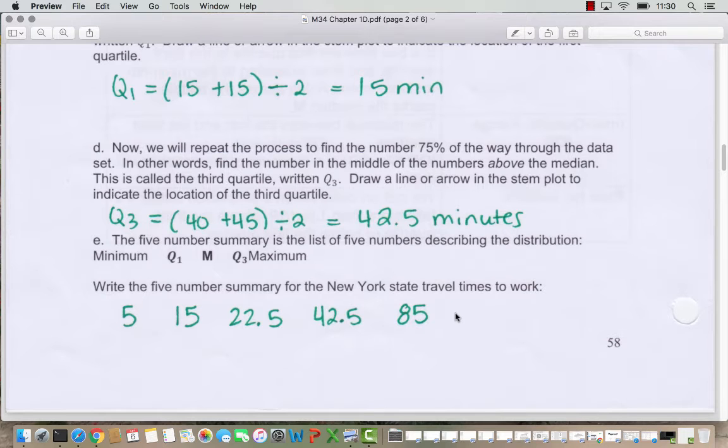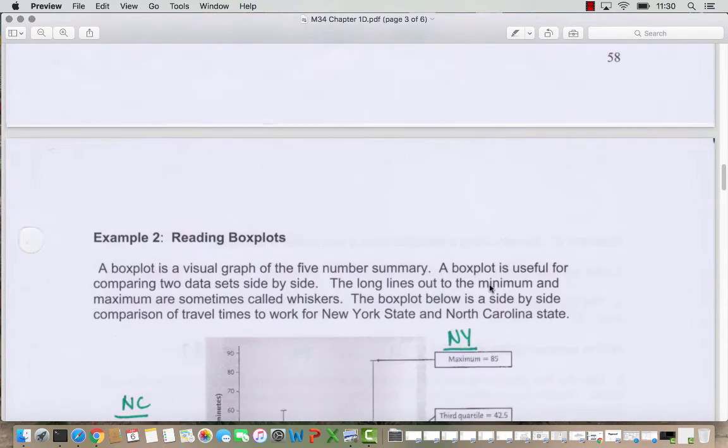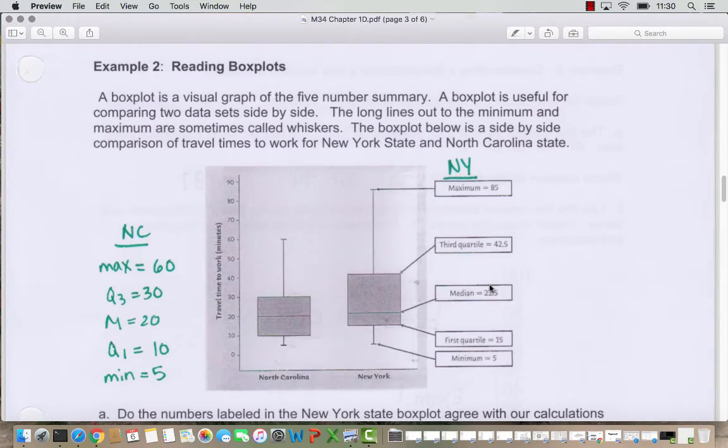When we see the 5-number summary, we know the value in the middle is the median. We know we start with the minimum. We know this is quartile 1 here. Similarly, the maximum and quartile 3. Here's a box plot. It's a visual graph of this 5-number summary.